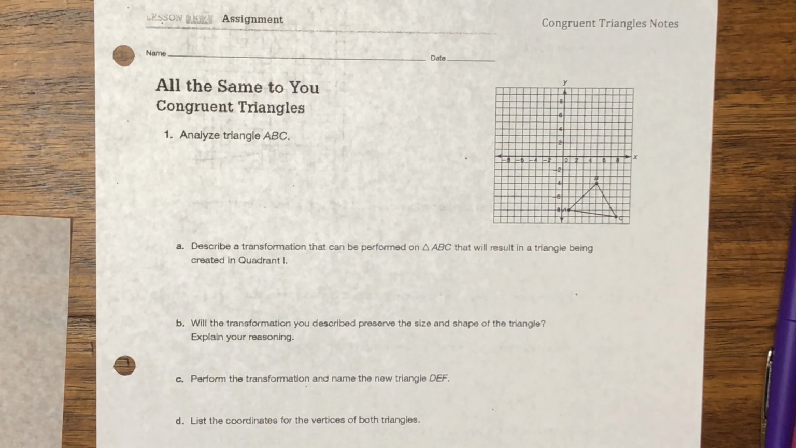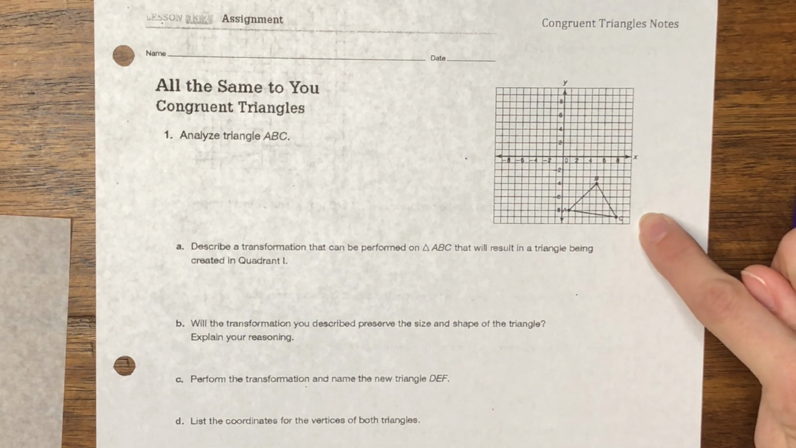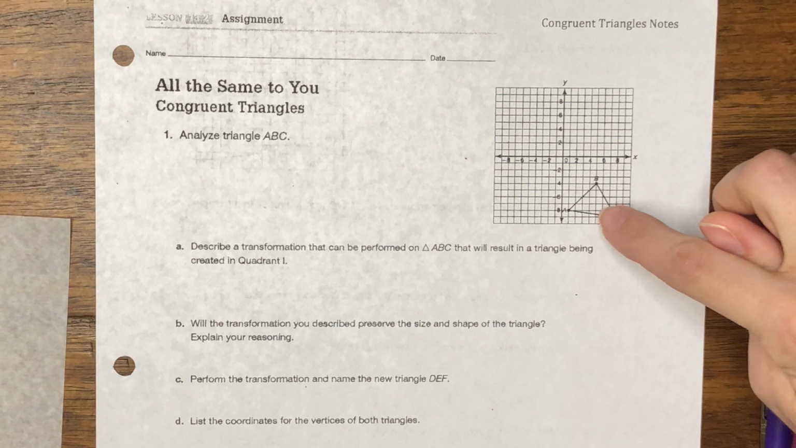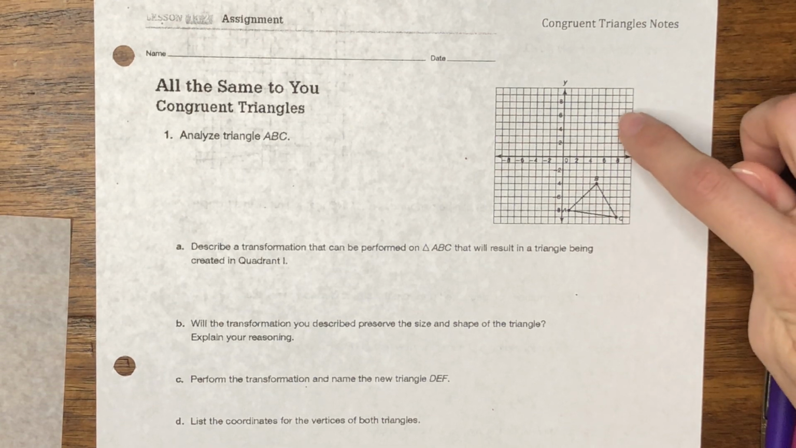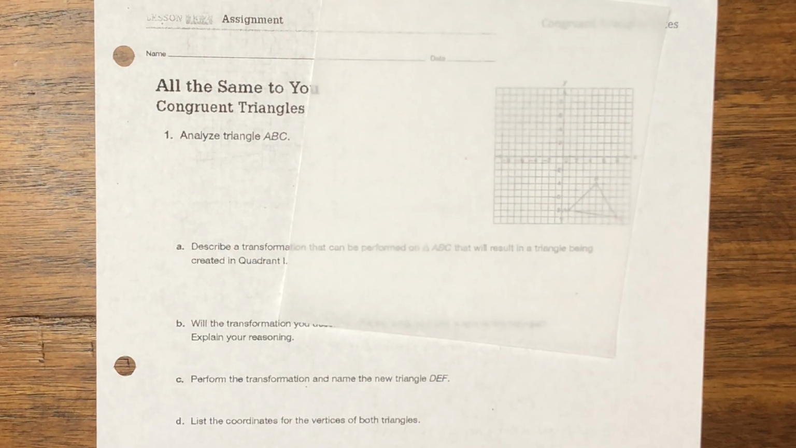Today, you guys are going to transition from transformations into congruent triangles. So we're gonna still do a little bit with transformations, but really start focusing on congruent triangles. So let's take a look at our triangle here. It says, describe a transformation that can be performed on A, B, C that will result in a triangle being created in quadrant one. So how can we transform this triangle to get it in quadrant one? So I'm gonna use some patty paper and we'll take a look.